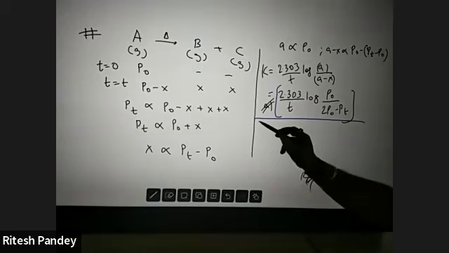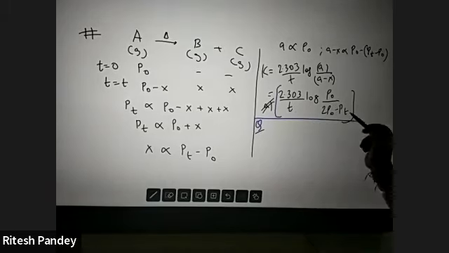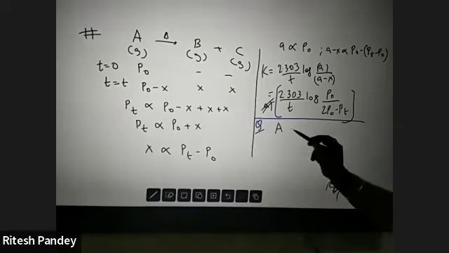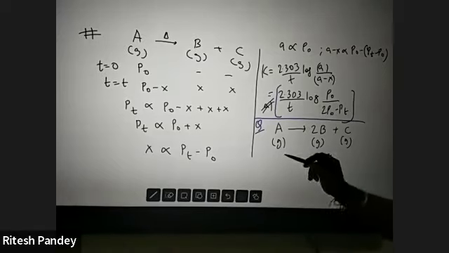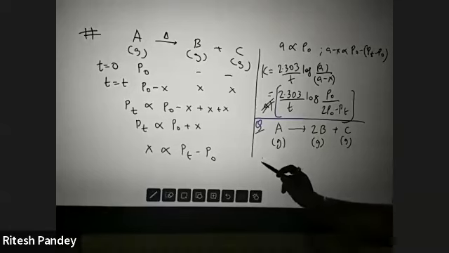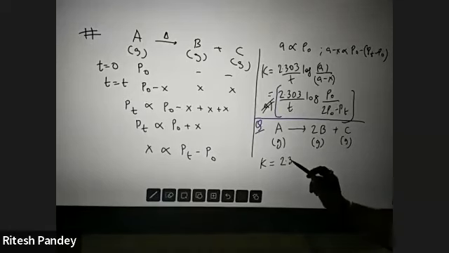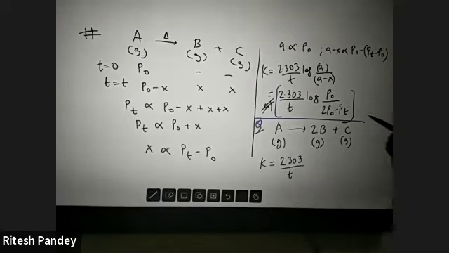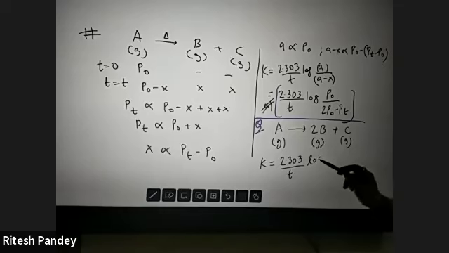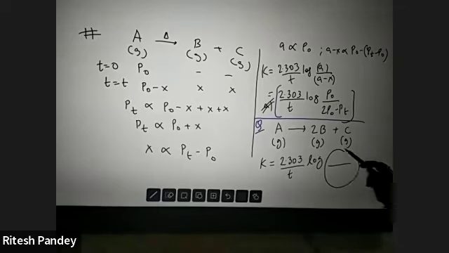Give me K in terms of T, P naught and Pt for a reaction like A becoming 2B plus C. Come on, I'll give you a couple of minutes to do this. Give me the value of K in terms of P naught and Pt, where yet again P naught is at time t is equal to 0 and Pt is at time t is equal to t. So you have to kind of give me this expression. I'll give you a couple of minutes to do this. Go ahead.